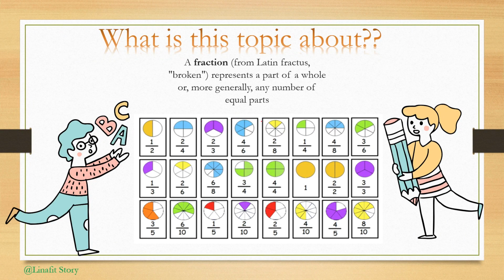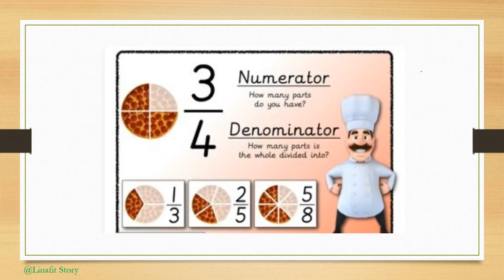So for example, like this one, what fraction of this figure is shaded? The question is about the shaded part. So the shaded part would be 1 out of 3 equal parts. How about the unshaded part? So the unshaded part would be 2 out of 3, or 2/3. 2 out of 3 equal parts are unshaded.